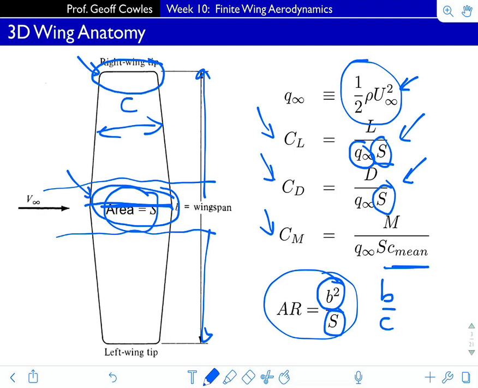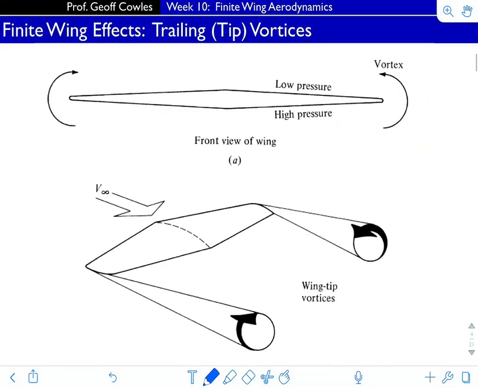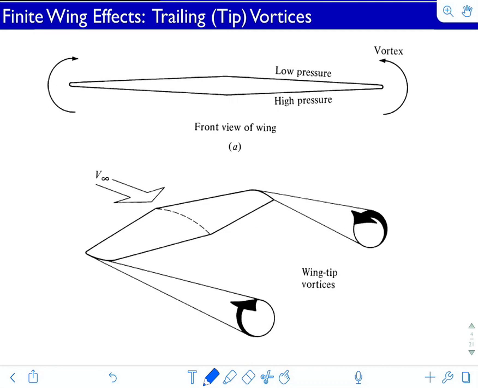Any aspect ratio is a ratio of two length scales. Here essentially how wide it is. So it's a ratio essentially of this dimension to this dimension. So sort of how skinny the wing is. The key 3D effect comes from trailing wingtip vortices. So we have a wing here.